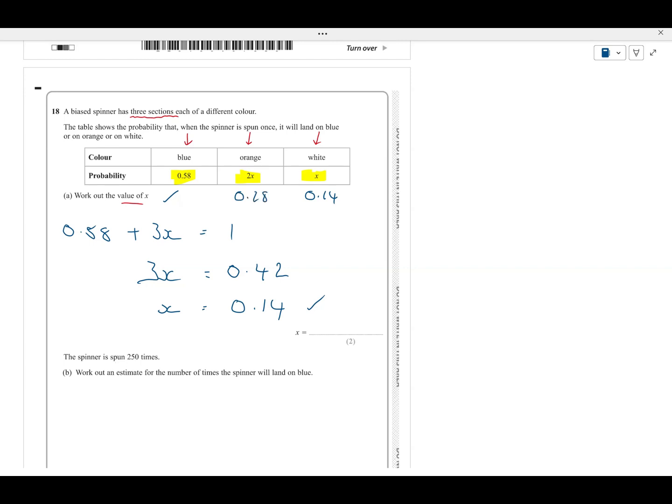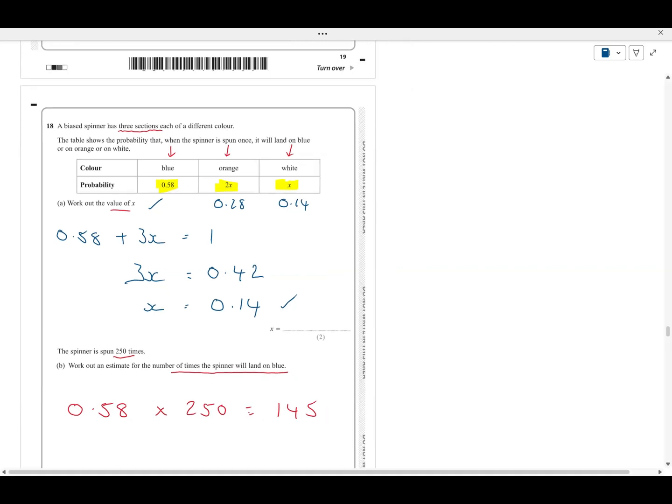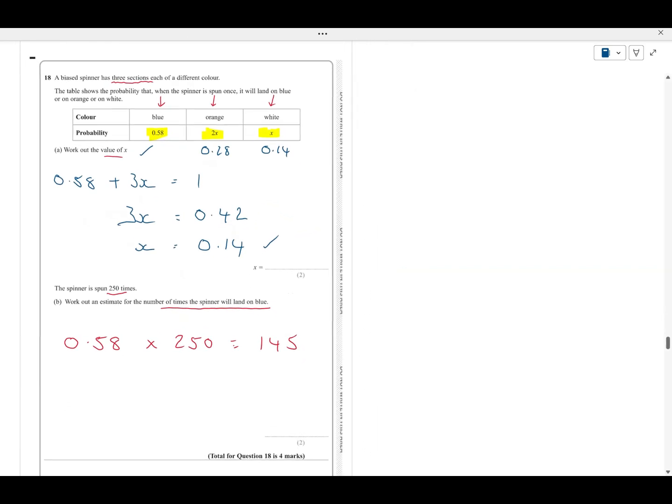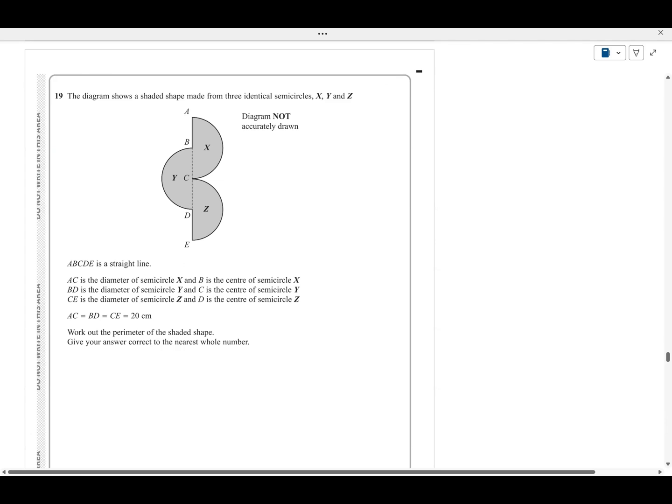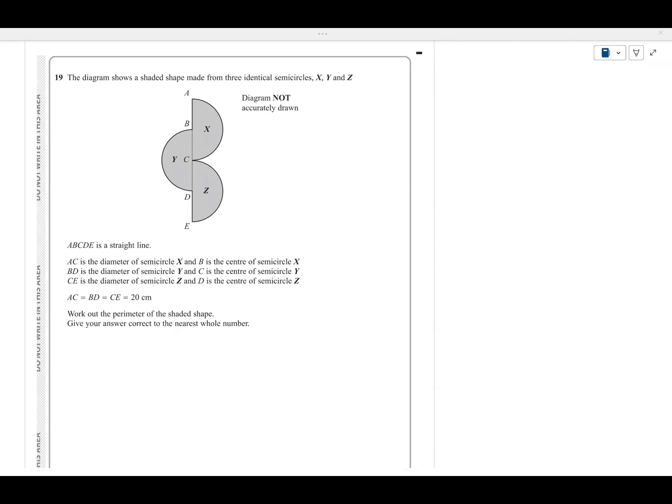The spinner is spun 250 times. Work out an estimate for the number of times the spinner will land on blue. Well, the probability of landing on blue is 0.58, and we're spinning it 250 times. 0.58 times 250 is 145 times. That's how many times we estimate it'll land on blue.